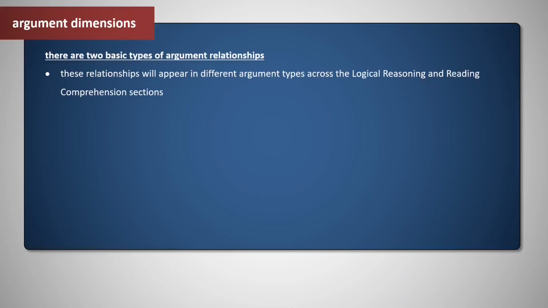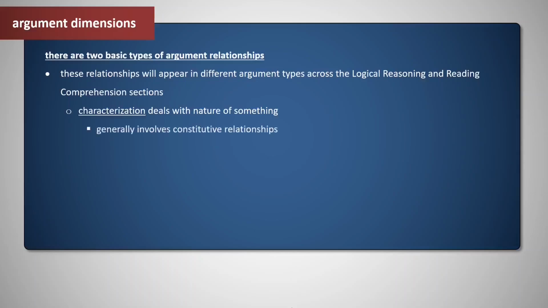So these relationships are going to appear in different argument types across the logical reasoning and reading comprehension sections. So you can think of it that way, in that you're going to see different kinds of arguments pop up. So for example, characterization types deal with the nature of something. So this is essentially arguments that tell you that something fits in a particular category, has a specific attribute, that kind of thing. So we're going to have videos that cover these in a lot more detail. This is just the basic overview.